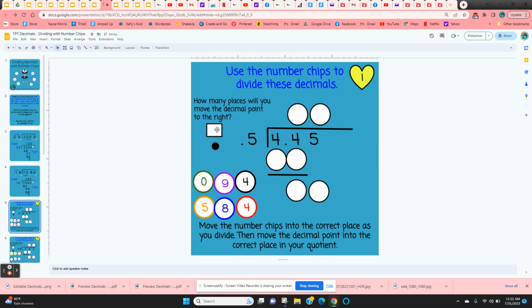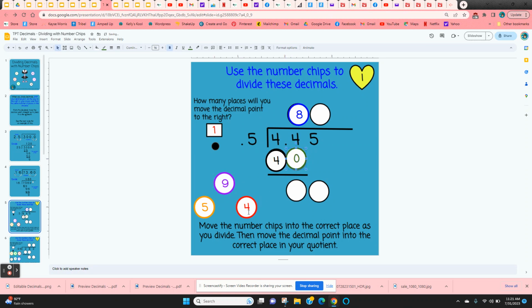It starts with asking them how many places to the right are we moving the decimal point. So in this problem, we're moving one place to the right. They're going to refer to that when they place their decimal point in their answer. So 5 goes into 44 8 times, so they click and hold on the 8, move that into place. So it's also a good review of long division. 8 times 5 is 40, so they move the 4 and the 0.